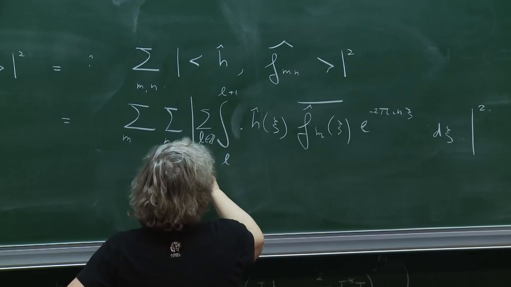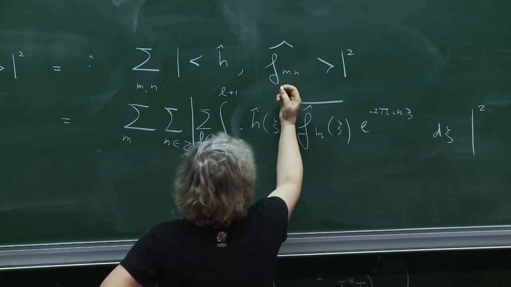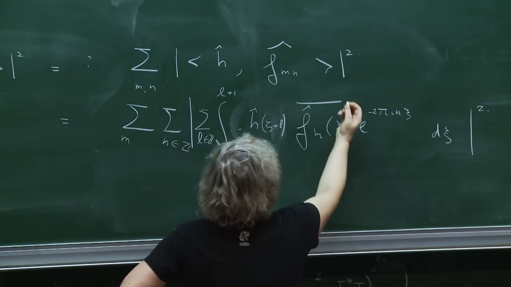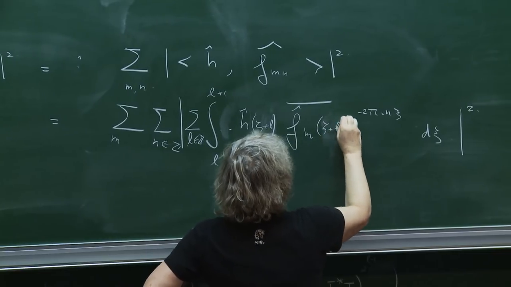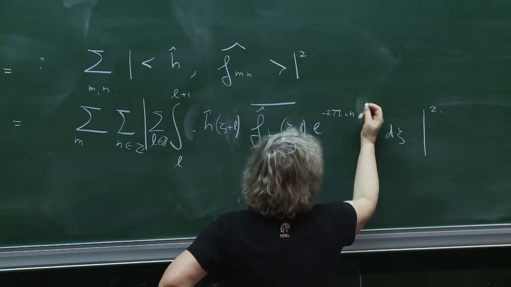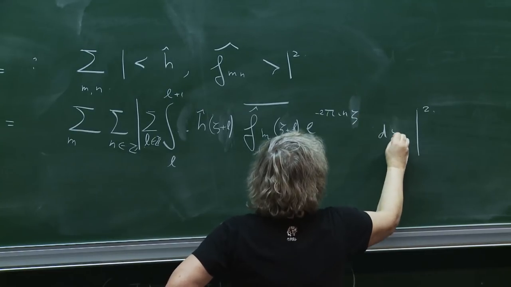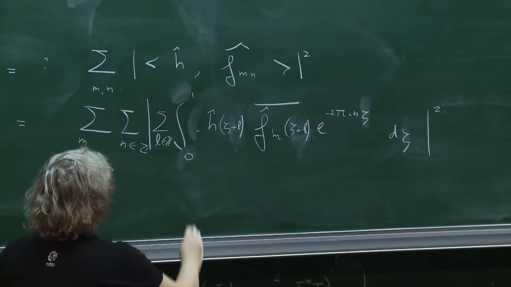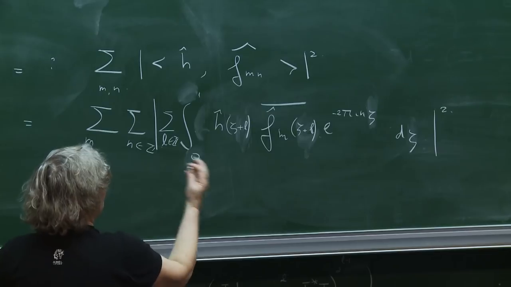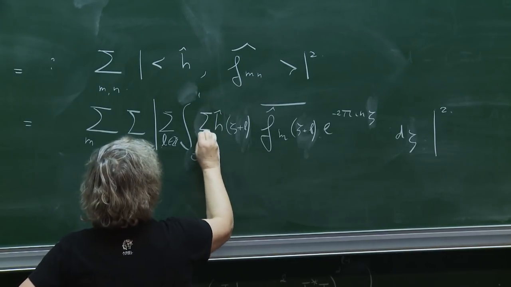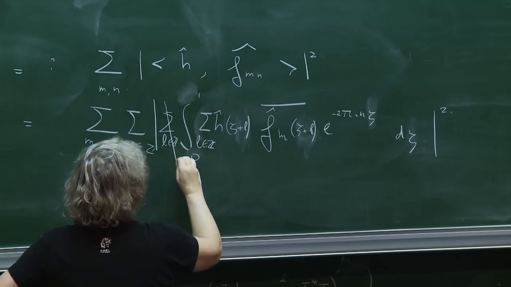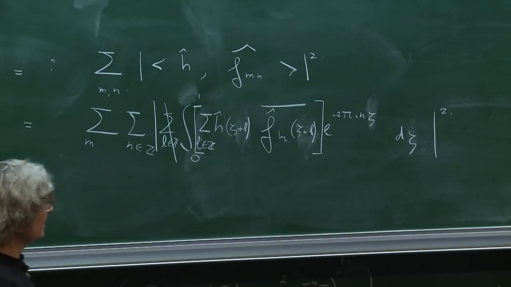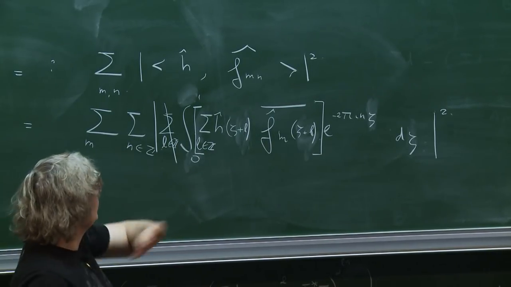First, for each of these, I'm going to make a change of variable. I'm going to make my variable zeta plus l, and here it's zeta plus l. And the l I can forget about, it doesn't matter, d zeta. And now my integral is from 0 to 1. Once I have done that, I'm pulling my summation in because everything converges as nicely as you wish. So I take it out here, and I now have a function here that is periodic and of which I'm taking all the Fourier coefficients.